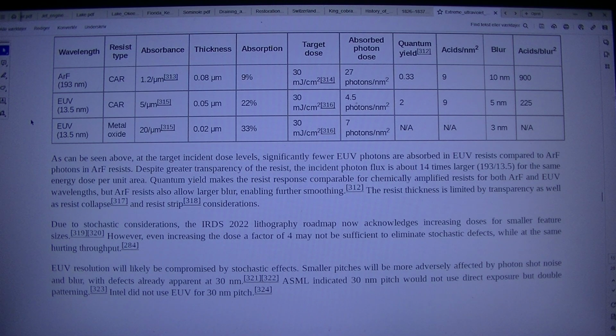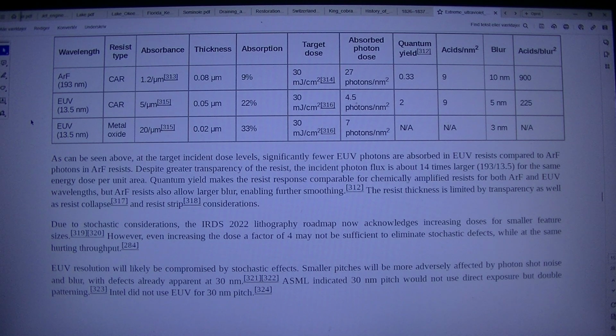312. The resist thickness is limited by transparency as well as resist collapse, 317, and resist strip, 318, considerations. Due to stochastic considerations, the IRDS 2022 lithography roadmap now acknowledges increasing doses for smaller feature sizes, 319, 320. However, even increasing the dose a factor of four may not be sufficient to eliminate stochastic defects, while at the same time hurting throughput.